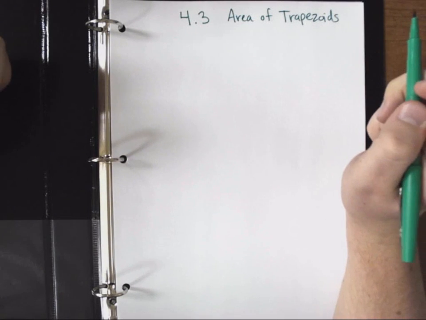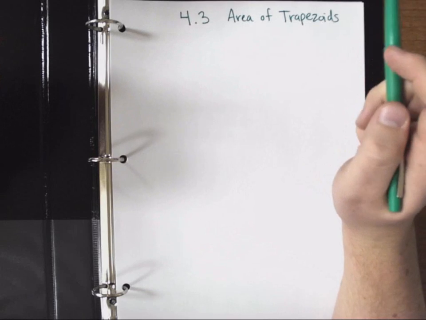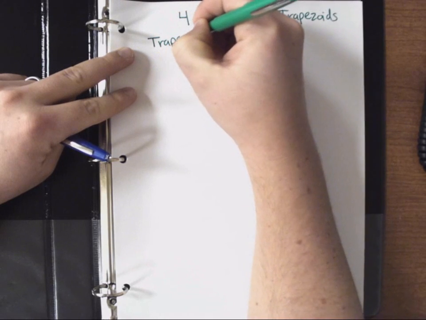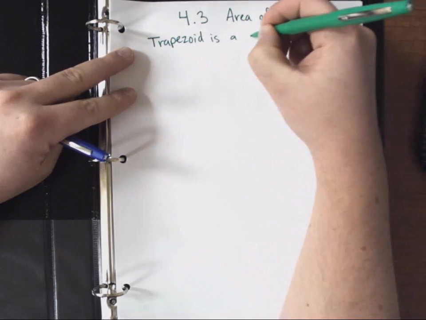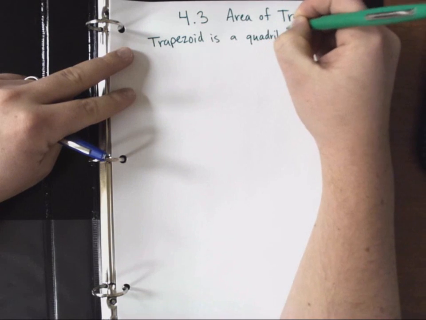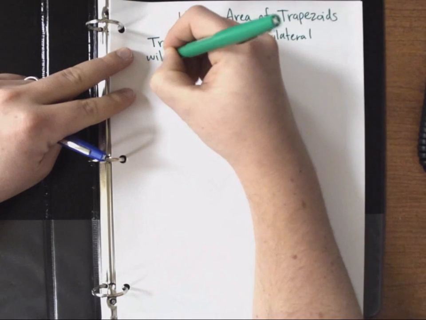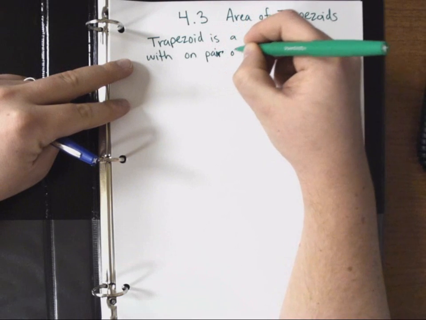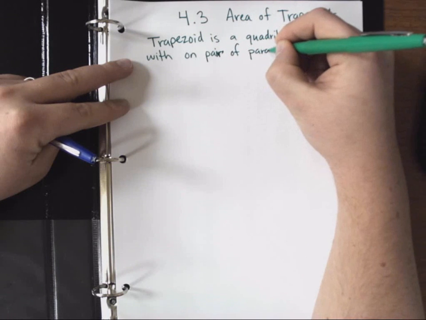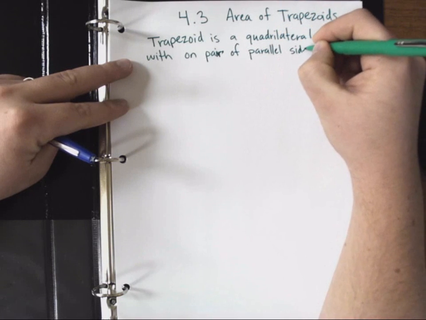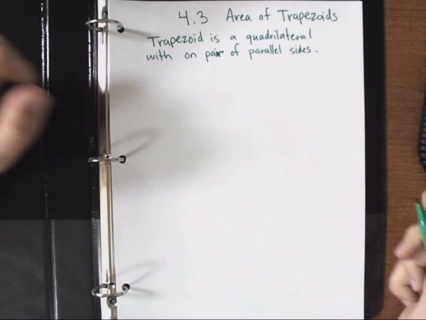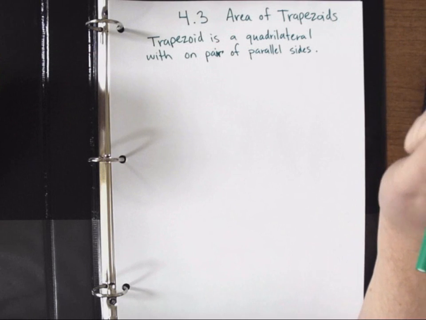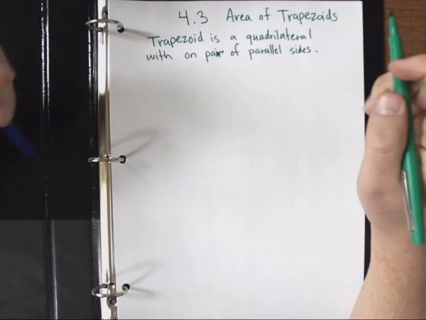So if we remember back to the beginning of the chapter when we talked about our different kinds of quadrilaterals, a trapezoid is a quadrilateral with one pair of parallel sides. Okay? So today we are going to review. Yesterday we were able to derive or come up with the area formula for a trapezoid. So let's review a little bit.